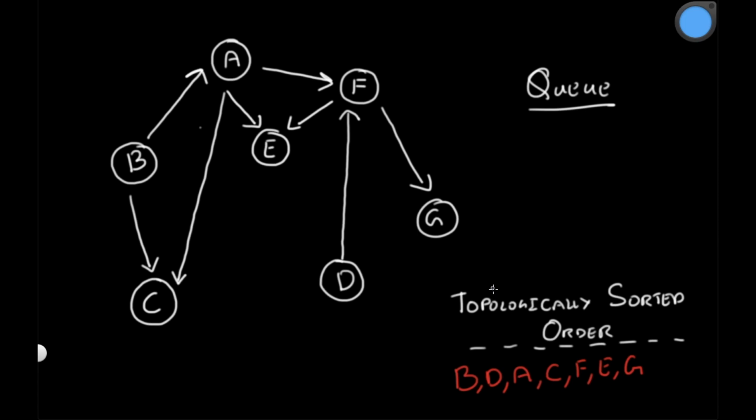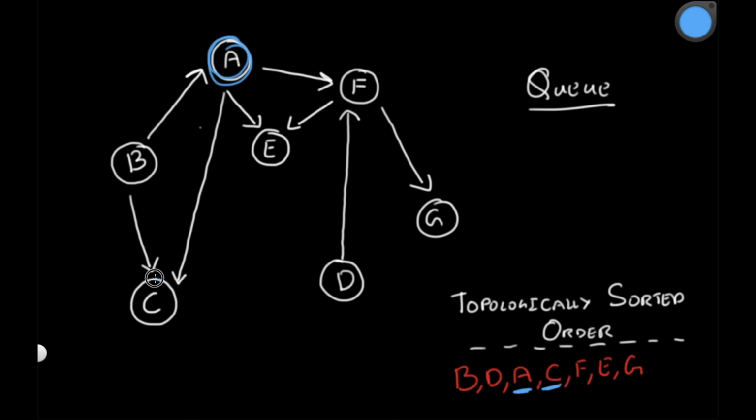So what does that actually mean? Over here we have this graph, and this is one of its topologically sorted orders, and this is actually an accepted one. Let's say we look at the node A. We need to look at what is pointing to A. Only B is pointing to A, and what that means is B has to appear before A, and it does, so that's fine.